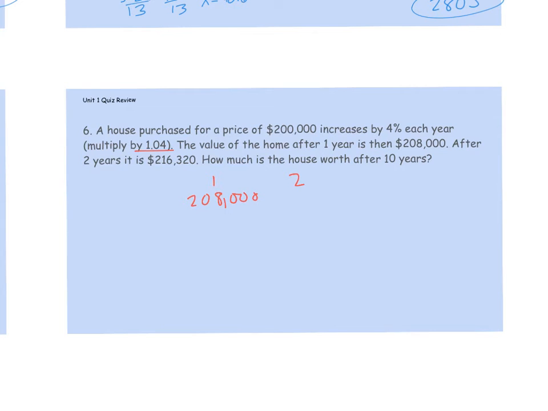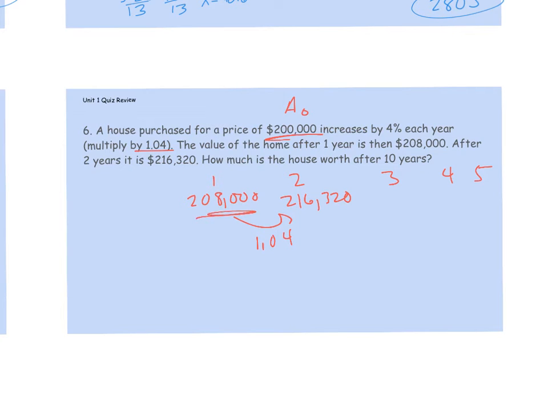After 2 years, it's $216,320. And you could do 3, 4, 5. You're just multiplying each time by 1.04. Or we could use this formula. We could use one of two formulas. Now, this is like your a sub 0, the original term here. So we're going to do this. I'm going to give you two formulas.